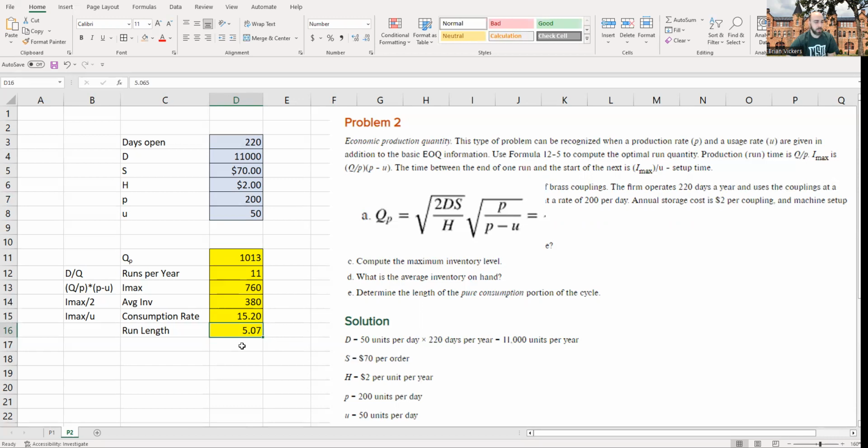5.07 rounded up for us. So run length will last 5 days and some change. Now, here's where you probably want to play around with the numbers. It's a little bit over 5 days of work to produce this many. So it might be in your interest to produce a few more units or a few fewer units to get this to match up to your workday.